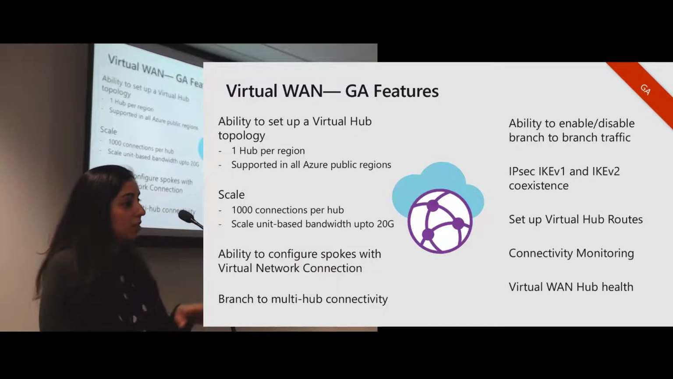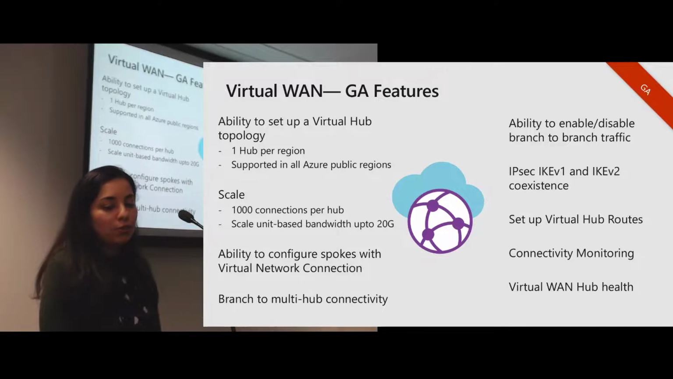You can have 1,000 endpoints per hub connected. Your aggregate throughput on that Virtual WAN hub goes up to 20 gigabits per second. So it is very scalable. You start off with 500, but you can really scale to 20 gigabits per second if you want to. And you can have that branch to multi-hub connectivity, so a branch office can connect to multiple hubs. A branch office, say from Melbourne, will be able to talk to the local virtual hub, but also the virtual hub in Sydney.